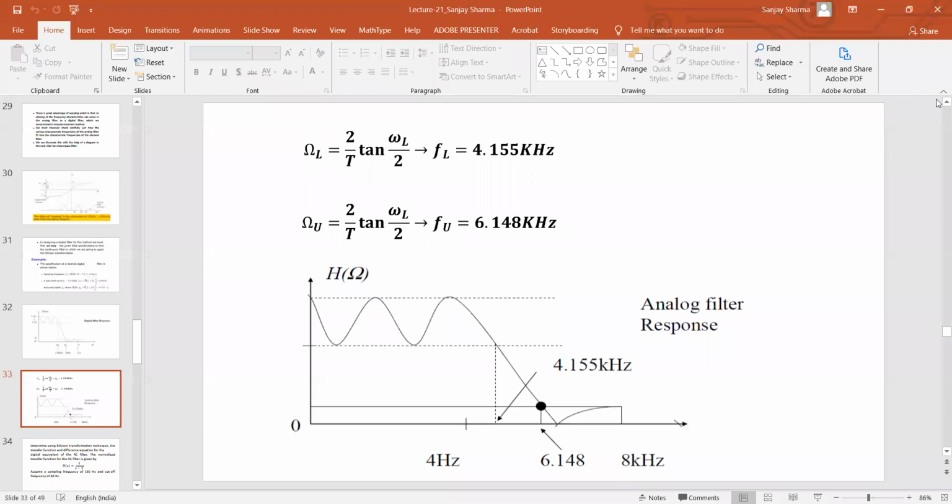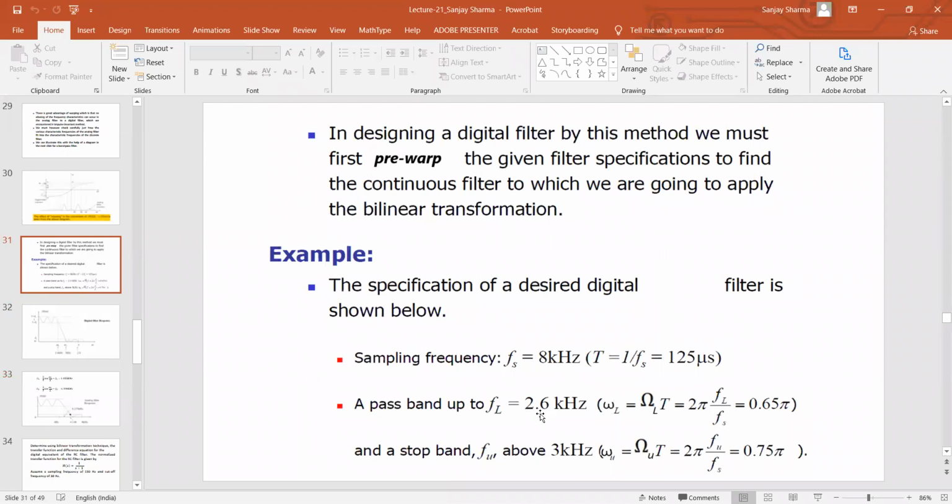That means I must use some analog frequency which is not 2.6 kilohertz, but it should be higher than 2.6 kilohertz. So that when that higher frequency is subjected to bilinear transformation, because of pre-warping, the frequency should come out to be 2.6 kilohertz. If I use 2.6 kilohertz only, then I may get 2 kilohertz. But if I use some higher frequency, I will get 2.6 kilohertz.